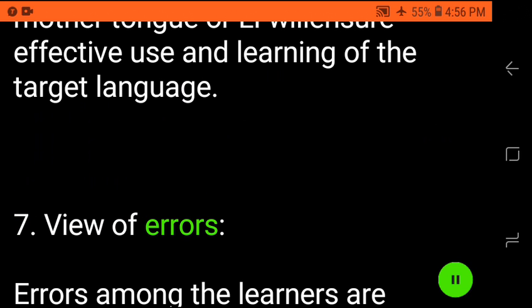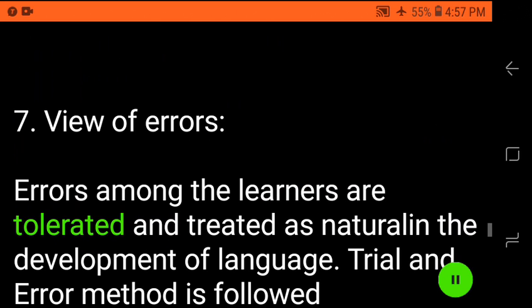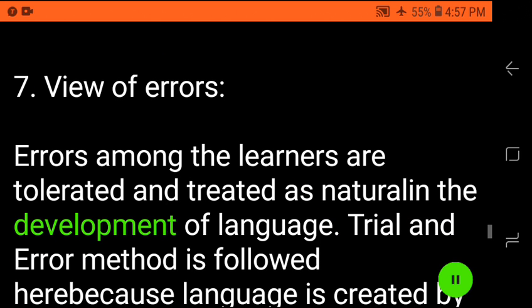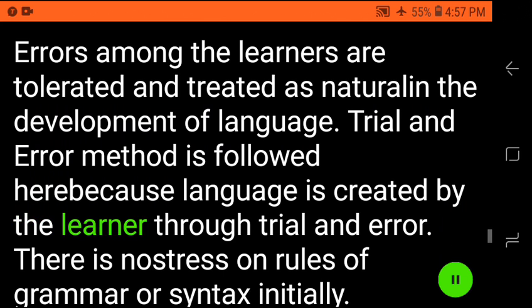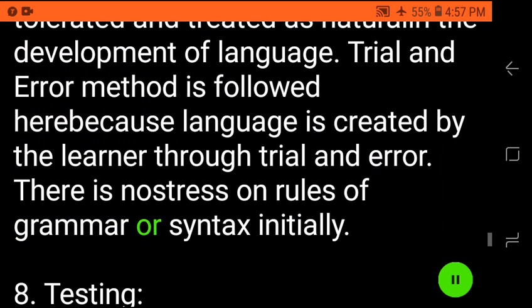7. View of errors. Errors among the learners are tolerated and treated as natural in the development of language. Trial and error method is followed because language is created by the learner through trial and error. There is no stress on rules of grammar or syntax initially.